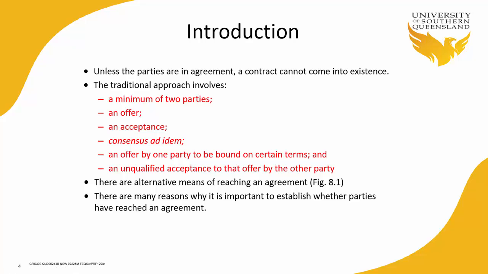So the discussion is on page 206, and as we said previously, unless the parties are in agreement, a contract cannot come into existence. So this is the first element of 3 elements that we need to establish in order for us to assert whether a contract exists or not. We're talking of course about simple contracts. And as a refresher, we said these 3 elements are agreement, intention, and consideration.